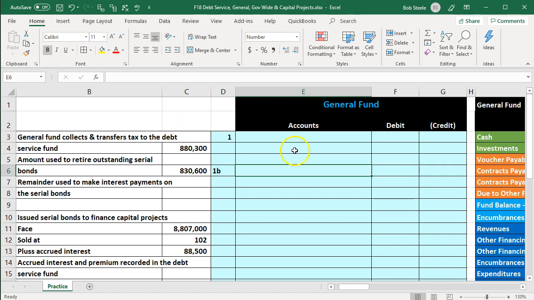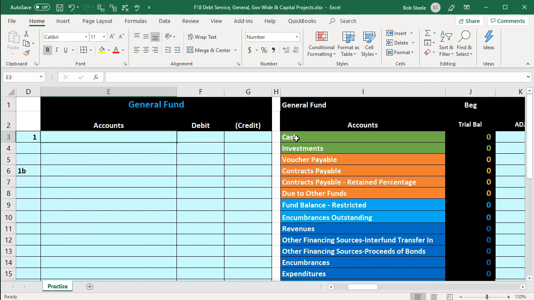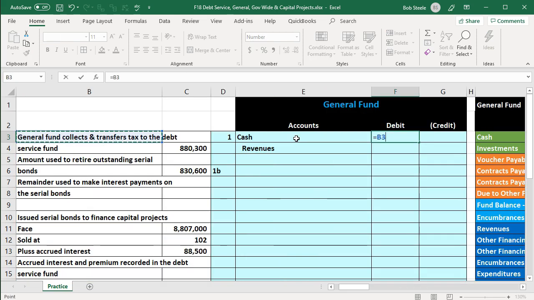So when they collected the revenue, now we're on the fund side of things. Instead of the government-wide activity, we're going to say the cash goes up and it went into the general fund, and the other side is going to be increasing revenue. So cash and revenue for the taxes, once again, that is going to be for the 880,300, and then that's going to be the debit and the credit.